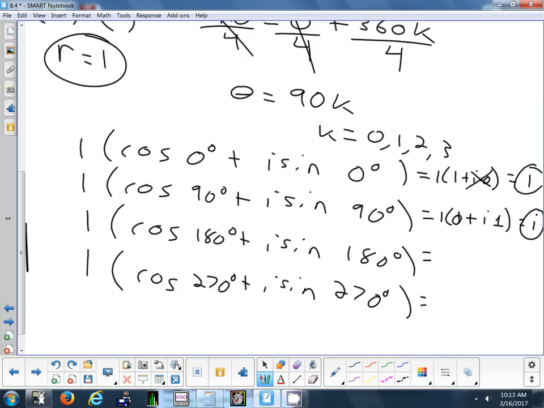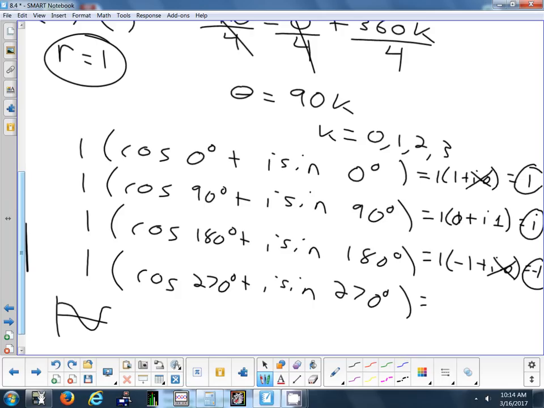Okay. What's the cosine of 180? Let's see. That would be 0, 90, 180 is -1. Yes. And what about the sine of 180? That's 0. So what's 1 times -1? Which is another 4th root of 1. -1 times -1 times -1 times -1.